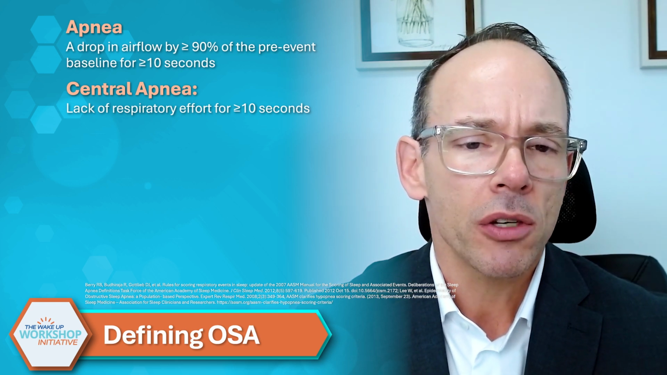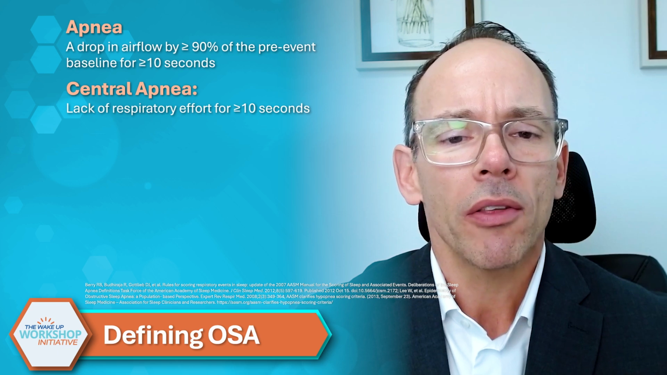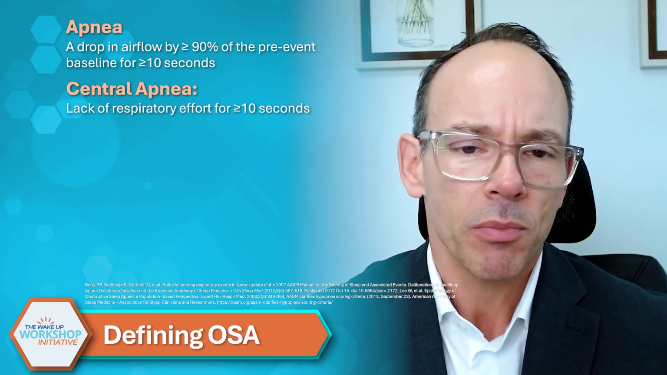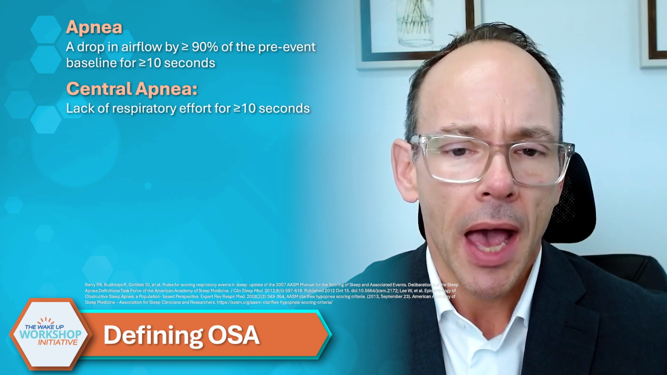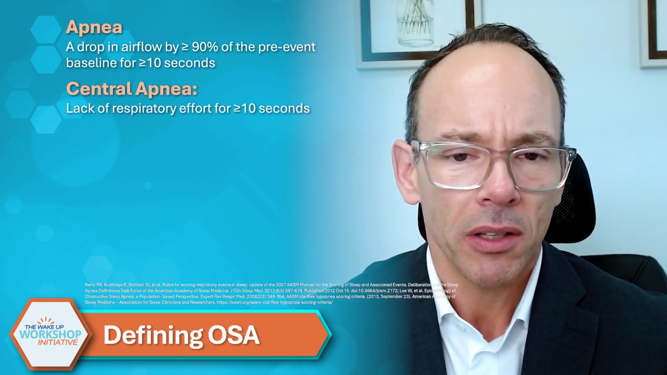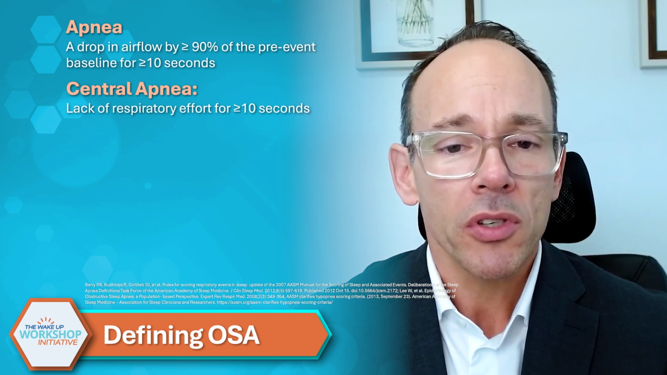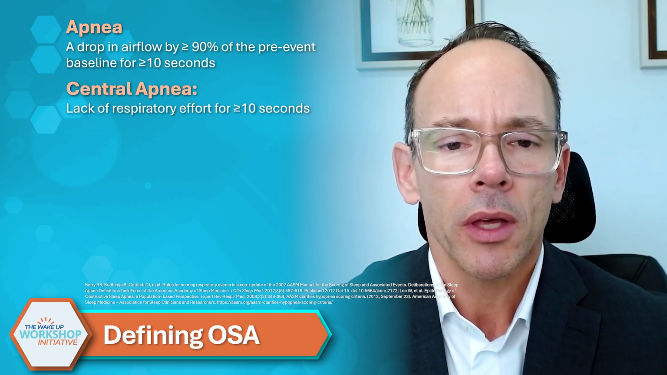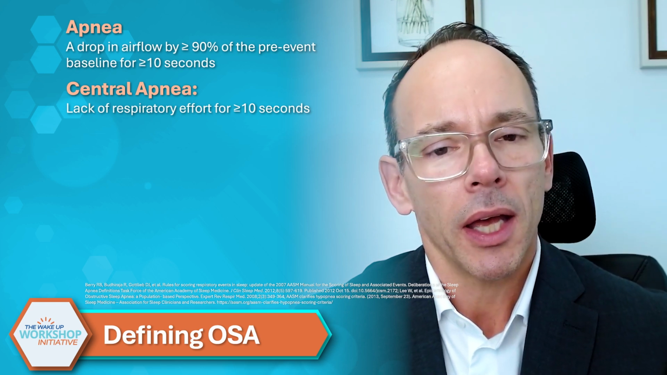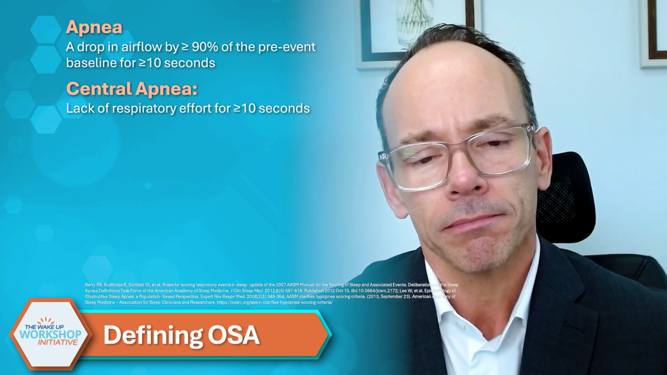The main distinction between these two is whether or not there's an effort to breathe associated with the respiratory event. In the absence of respiratory effort, we consider it a central apnea event. When we see persistence of effort to breathe despite a stoppage of airflow, we consider it an obstructive event.